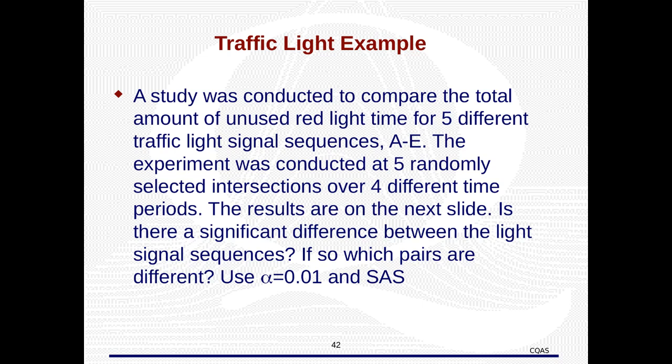The data table on the next slide presents the unused red light measurements in seconds for each intersection time period combination. Notice that each signal sequence appears exactly once in each row and column, confirming the balanced design of this experiment. This structure is essential for conducting a valid analysis of variance and subsequent pairwise comparisons.